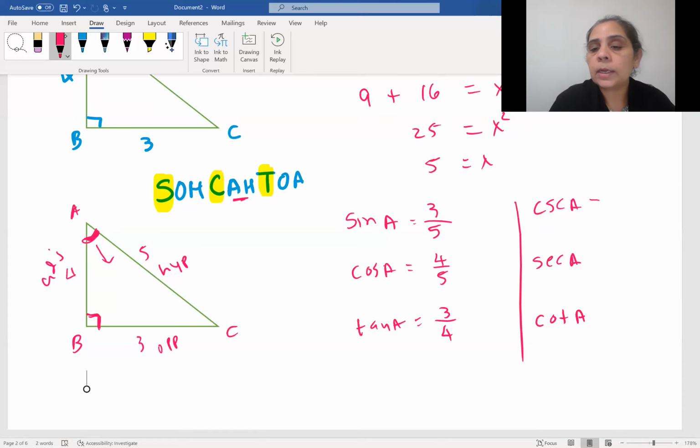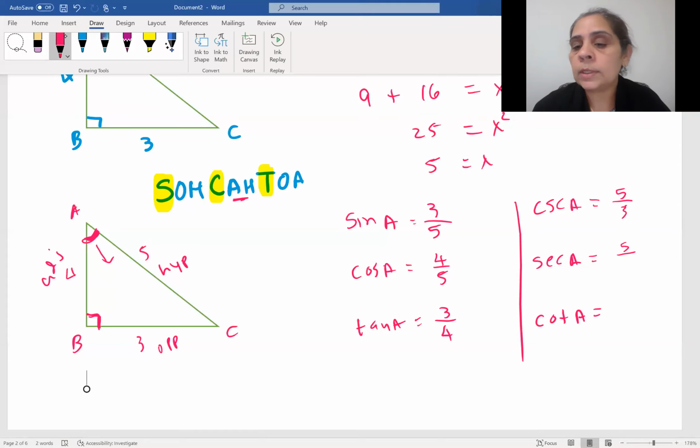And then we can find these other three functions, which are reciprocals of each other. Sine and cosecant are reciprocal, so we just take the reciprocal of 3/5, which is 5/3. Secant and cosine are reciprocal of each other, so the reciprocal of 4/5 is 5/4. And next we have tangent and cotangent, reciprocal of each other, so we get 4/3. So that's how you can find 6 functions from this right triangle.